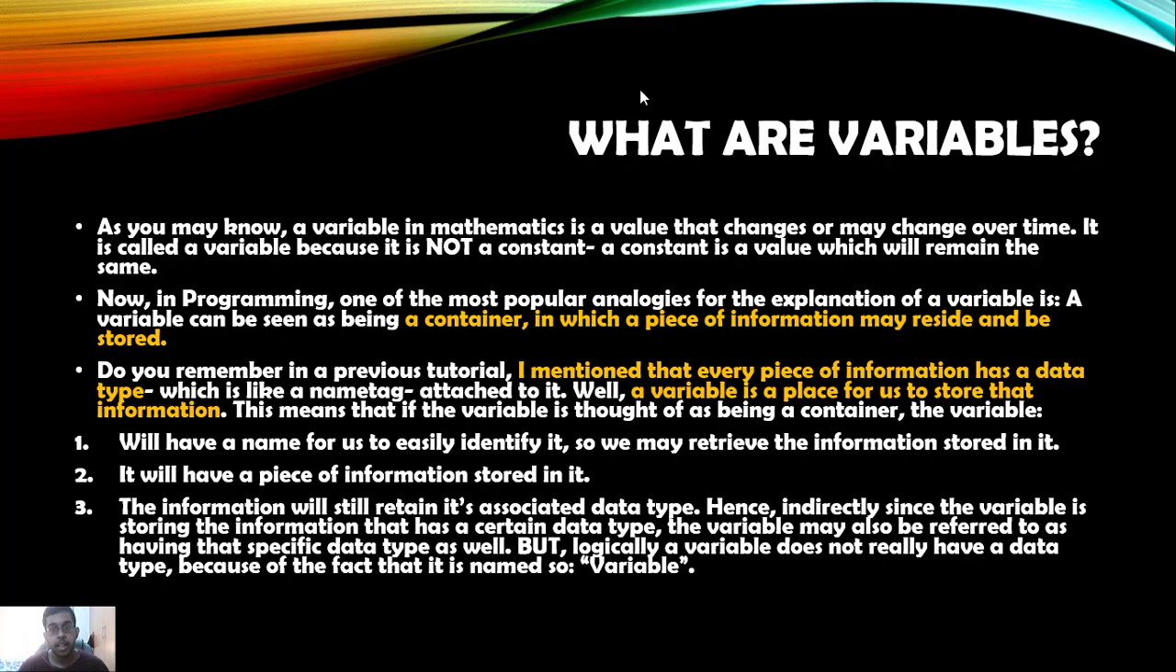Hence, indirectly, since the variable is storing the information that has a certain data type, the variable may also be referred to as having that specific data type as well. But, logically, a variable does not really have a data type because of the fact that it is named so, variable.